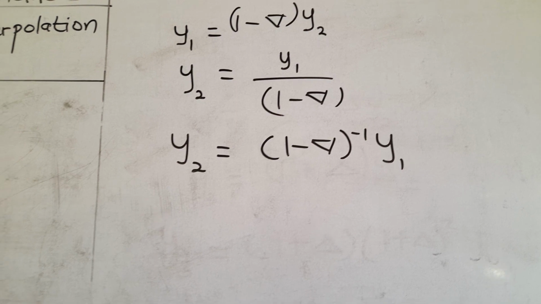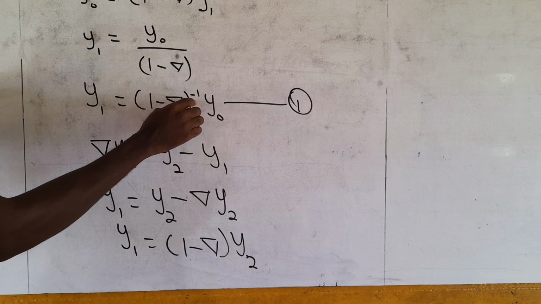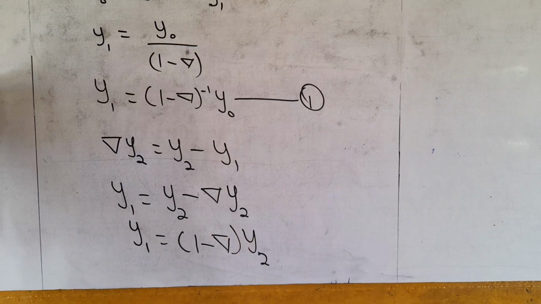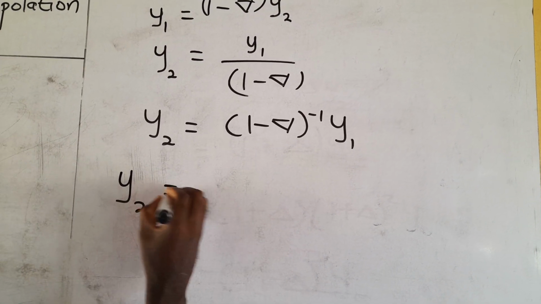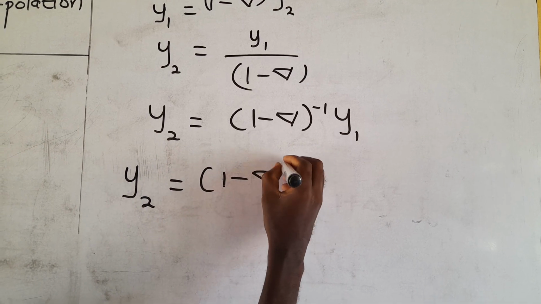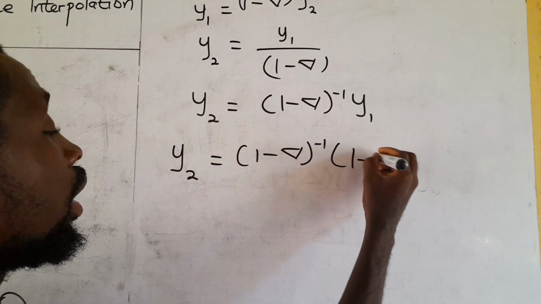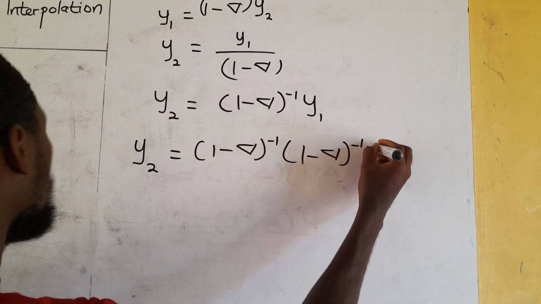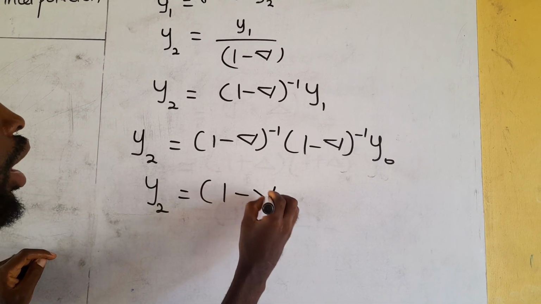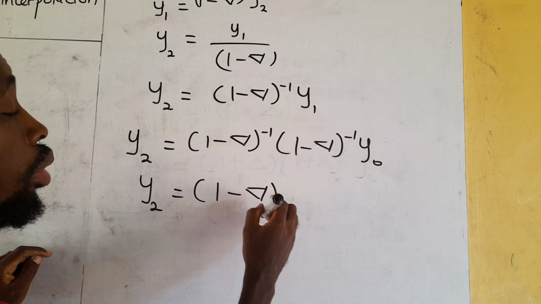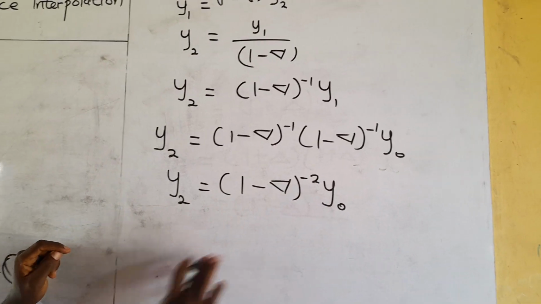What is our y1? We found y1 to be (1 minus nabla) exponent negative 1 y0. So we substitute them to get our y2. So we can therefore say my y2 is equal to (1 minus nabla) exponent negative 1, and in place of y1, we substitute (1 minus nabla) exponent negative 1 y0. So we can say our y2 is equal to (1 minus nabla), add negative 1 to negative 1. Remember that is indices. That's negative 2, y0. I hope you are getting the clue.